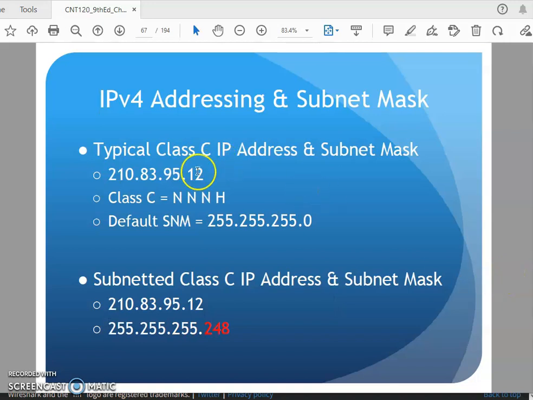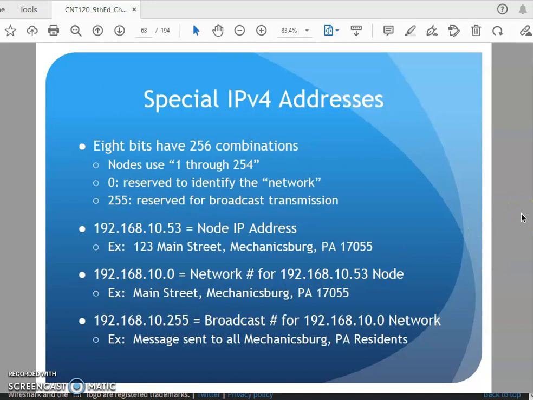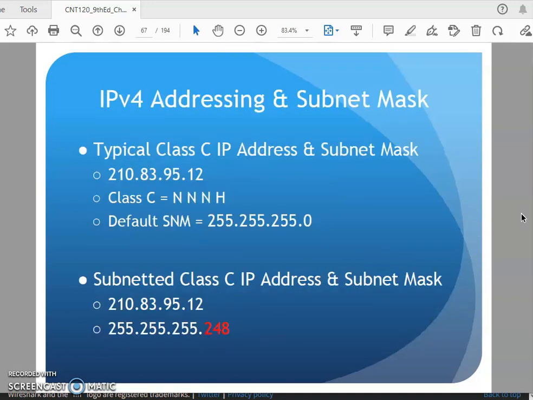If I have a Class C, 210 over here, I'm thinking network, network, network, host. I'm thinking default 255.255.255.0. That's normal. It's indicating network, network, network, host. If by chance I were to see a 255.255.255.248, I would know, again, smells funny, yes, subnetting has occurred. They've used this last octet and broken it into some pieces to create subnets. So I need to remember my defaults so that I know when these special things come up.